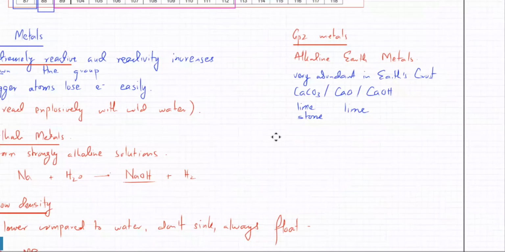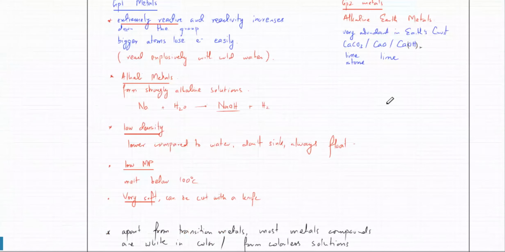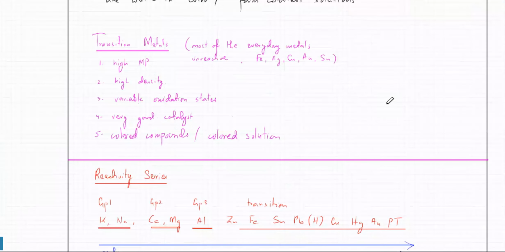And we talked about group 2 metals, which were known as alkaline earth metals, very abundant in the Earth's crust, like calcium carbonate and hydroxide. And the formula of calcium hydroxide is Ca(OH) twice, actually. And then we talked about transition metals.